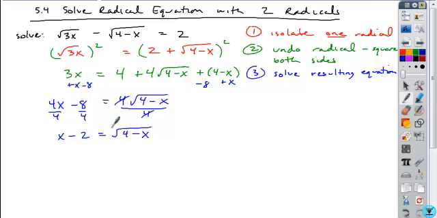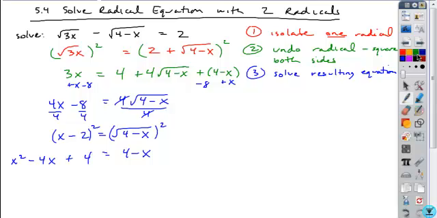Now we move to a step where we undo the radical again, which involves squaring both sides. On the right side here, it just undoes, cancels with the radical. On the left, though, once again, we have to account for the binomial square expansion pattern. So we square the first term, double the product of the terms. So x times a negative 2 is negative 2x. Double that, we get negative 4x. And then square the negative 2 to get a positive 4.